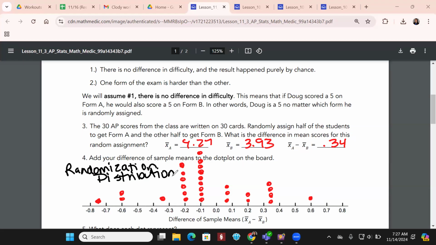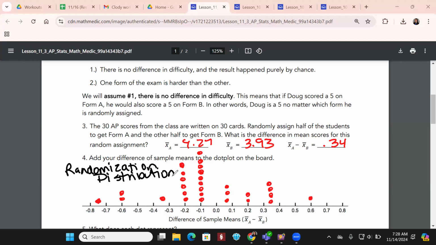We took the sample. And what we're doing is we're re-scrambling it to see if there's a difference between form A and form B. Because again, if there's no difference between the forms, then you should get a 5 on either one. So it doesn't matter which group you're in, right?